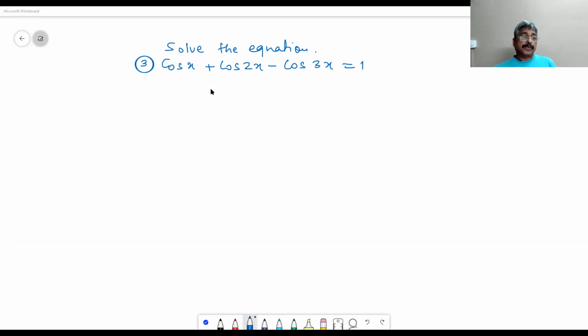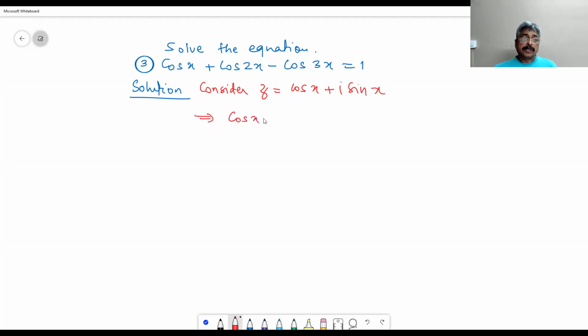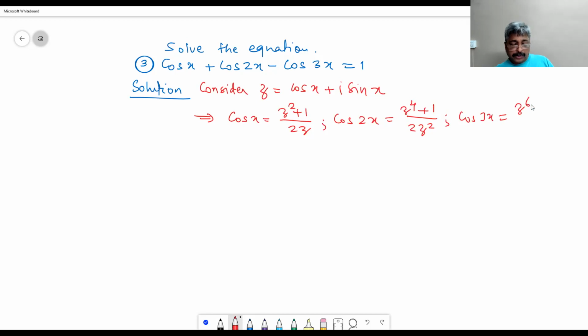The first thing that we need to do is consider z is equal to cos x plus i sin x. Correct? This is our starting point for earlier problems also. Therefore, cos x is equal to (z square plus 1) upon 2z. Cos 2x is equal to (z raised to 4 plus 1) upon 2z square. Cos 3x is equal to (z raised to 6 plus 1) upon 2z raised to 3.